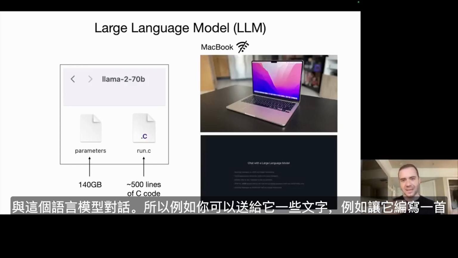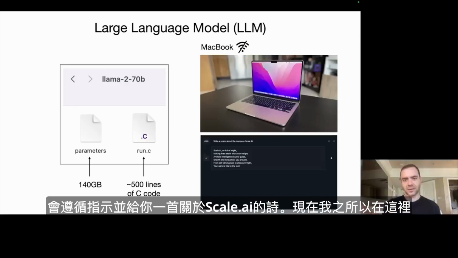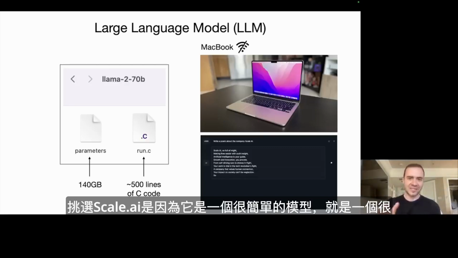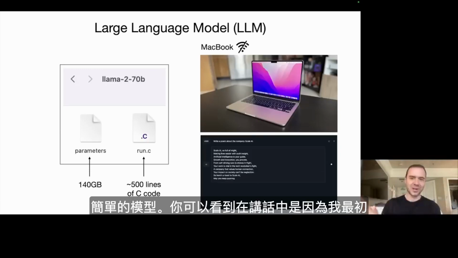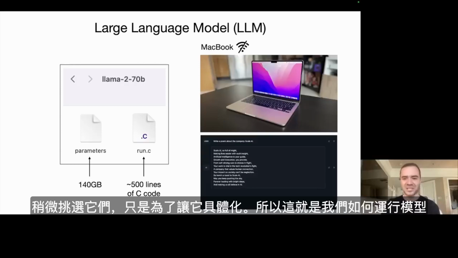So for example, you can send it text, like for example, write a poem about the company Scale AI, and this language model will start generating text. And in this case, it will follow the directions and give you a poem about Scale AI. Now, the reason that I'm picking on Scale AI here, and you're going to see that throughout the talk, is because the event that I originally presented this talk with was run by Scale AI. And so I'm picking on them throughout the slides a little bit, just in an effort to make it concrete.